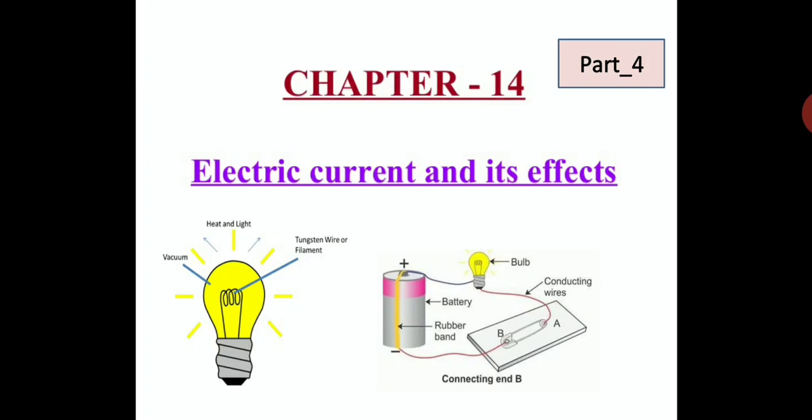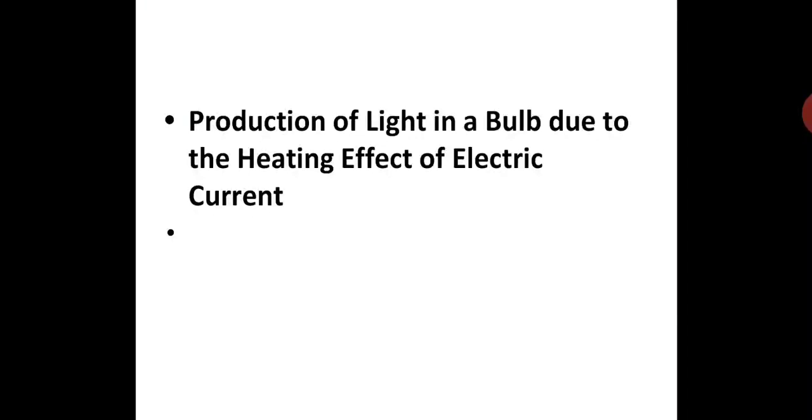We are going to continue with the chapter Electric Current and its Effect, chapter 14, part 4. So let us see what we are going to do in this session. We are going to see production of light in a bulb due to the heating effect of electric current. In the previous session we talked about the bulb and its filament, and how that bulb glows. Now let us see the heating effect.